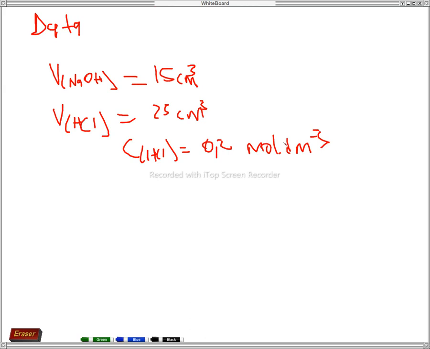So now we can see what we are given. Let me just rewrite the equation here. NaOH (aq) plus HCl.